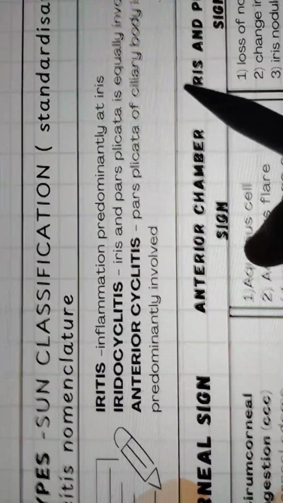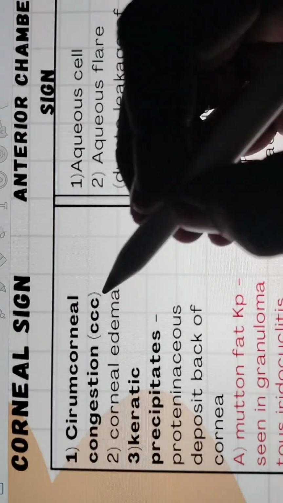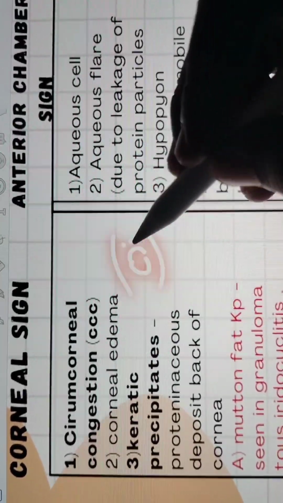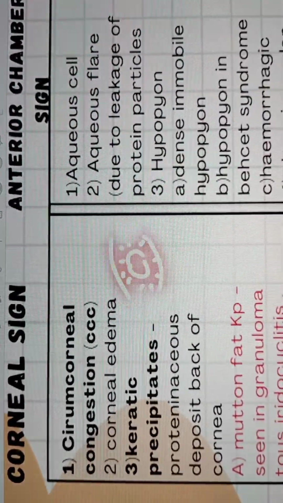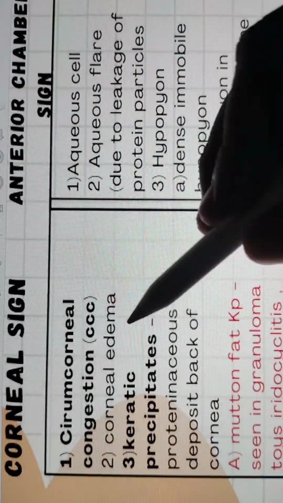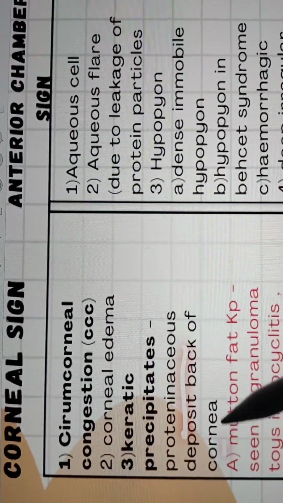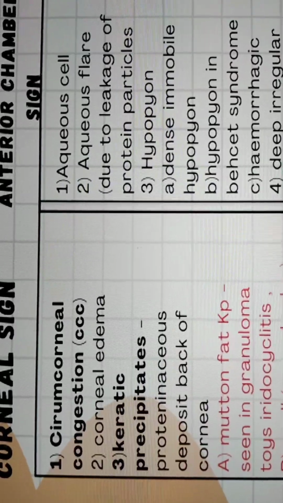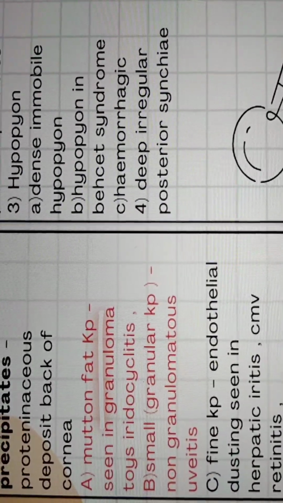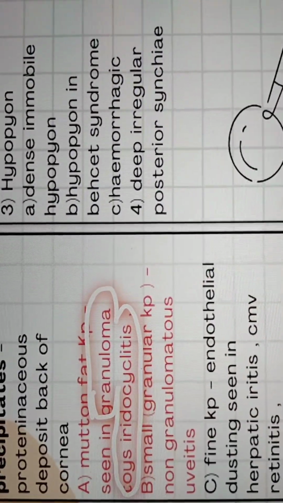Now, first we are moving on to the corneal signs which are commonly seen. First is your circumcorneal congestion. So there is a congestion around your cornea. Okay, that is your circumcorneal congestion. Corneal edema, keratic precipitates will be formed. That is your proteinaceous deposit at the back of the cornea. In this, we have to remember 4 signs. That is your mutton-fat KP, that is usually seen in granulomatous iridocyclitis, and this is your 1 mark.